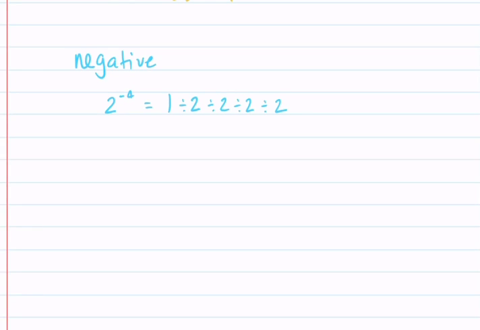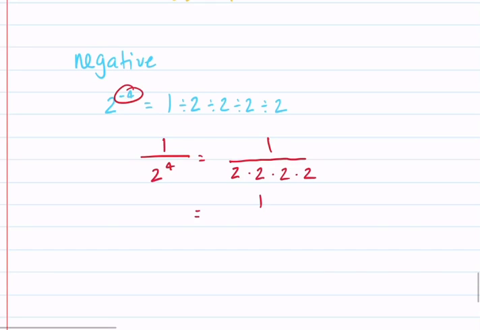So that's the easiest way to do it. That's how I always work it out. If it's a negative exponent, we just put 1 over 2 to the power of 4. And we work it out the same way. So now we have 1 over 2 times 2 times 2 times 2. And all of that comes out to equal 16. So our solution would be 1 over 16.